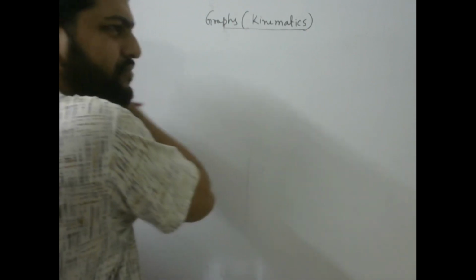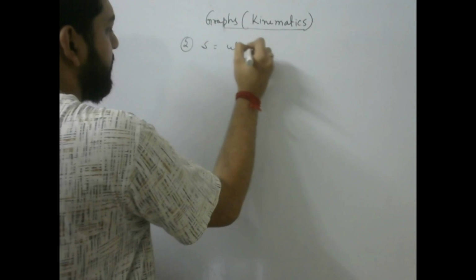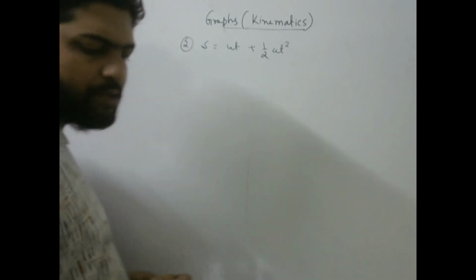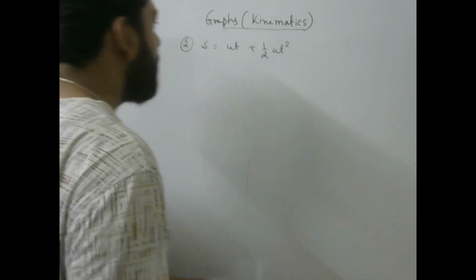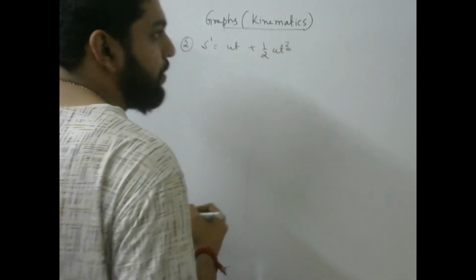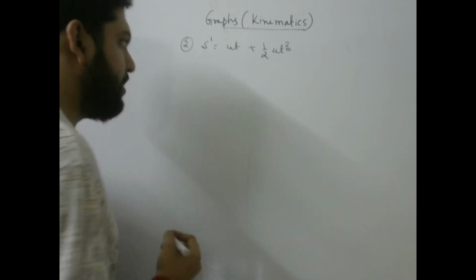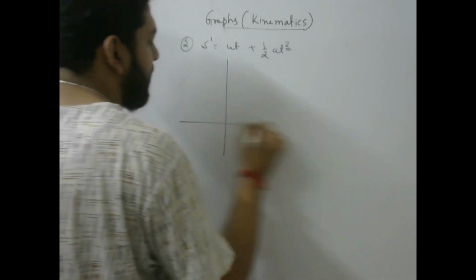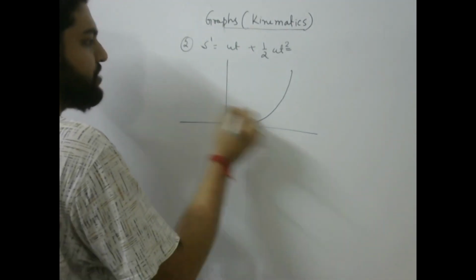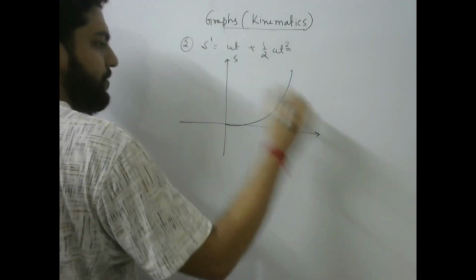So as we know, the second equation is s equals ut plus half at square. Here s, the displacement, is the variable with power 1, and t has a maximum power of 2. That definitely gives you an idea: it is not a straight line, it will be parabolic in nature, and the graph looks like this. Two different values of t give you a single value of s.